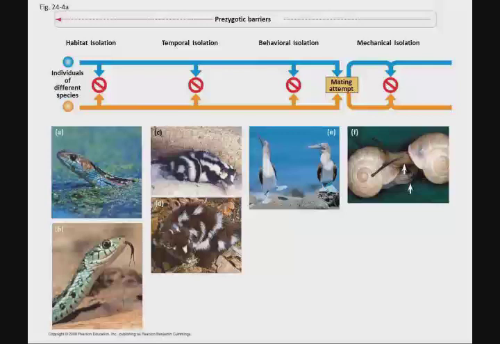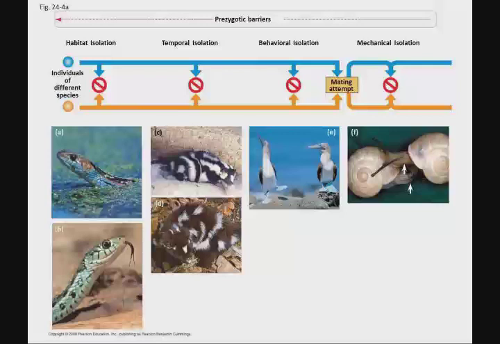Okay, or they come into heat or the ability to breed at different times of year. Right? So the seasons when they breed are different, and so they just never get a chance to mix sperm and egg, prezygotic barrier, but it's based on time. So temporal isolation, habitat isolation.